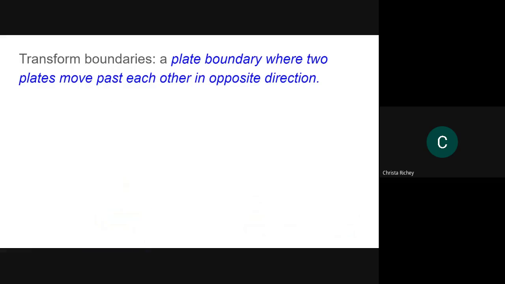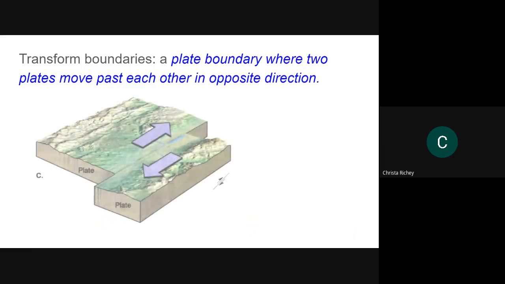Transform boundaries. It's a different type of boundary. This is the one where they slip past each other. There are only specific areas where this occurs. And like I said, the most famous one in the United States is the San Andreas Fault. There are other faults in California that do this. That's just the big one. That's the one that causes the really big earthquakes. And they're probably overdue for another decent one.